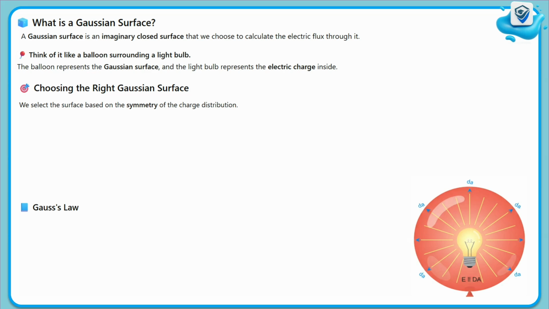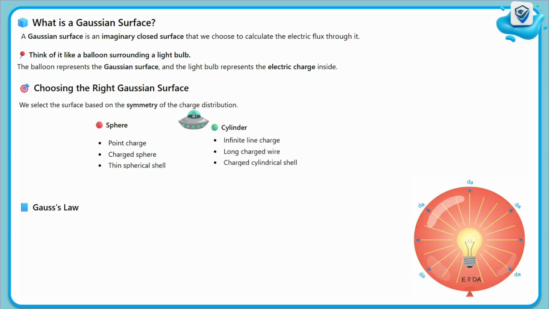Now, the next question is, what shape should we choose? The answer depends on the symmetry of the charge distribution. For point charges and charged spheres, we use a spherical Gaussian surface. For long wires or line charges, we choose a cylindrical surface. And for infinite charge sheets or very large conducting plates, we use a pillbox, which is a short cylinder.